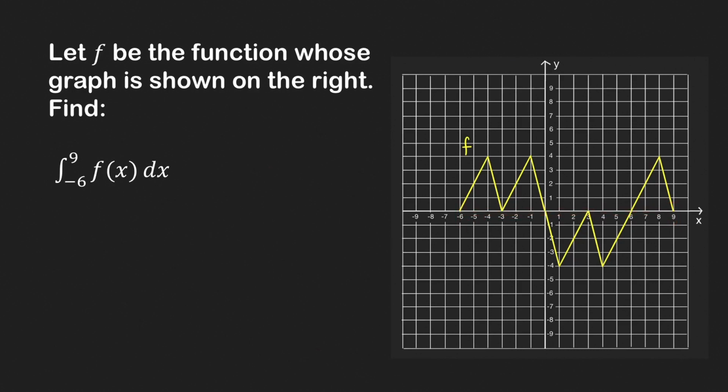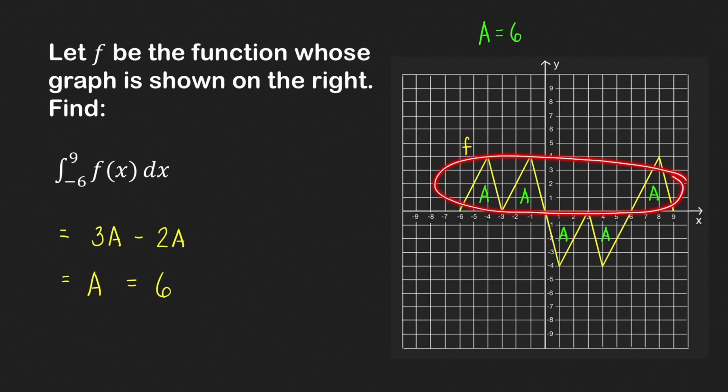And what is the value of the definite integral? It is just equal to the total area of the regions above the x-axis minus the total area of the regions below the x-axis. So this is just equal to 3a minus 2a, which is equal to a, which is equal to 6.